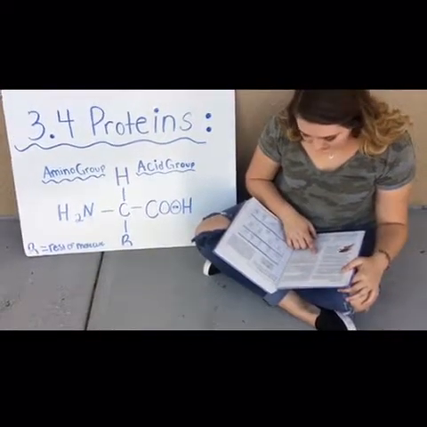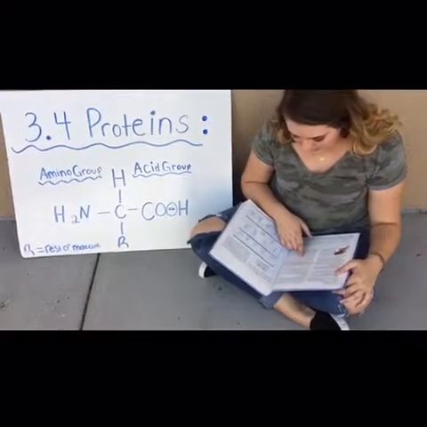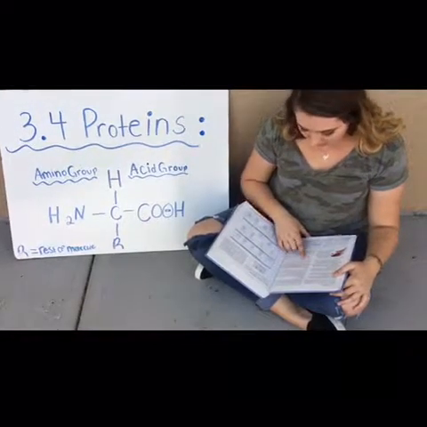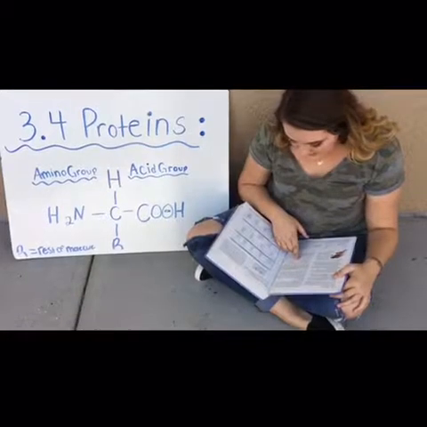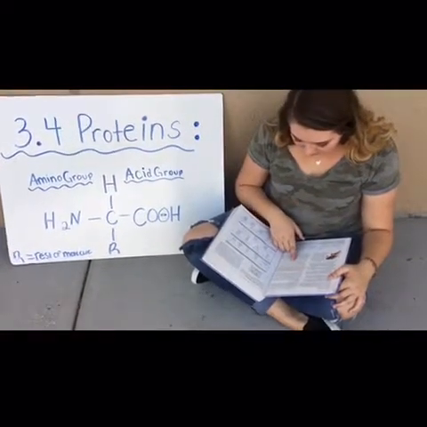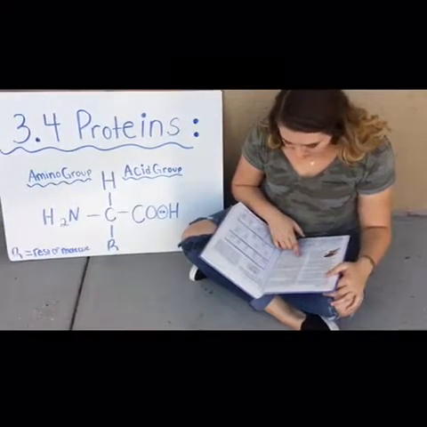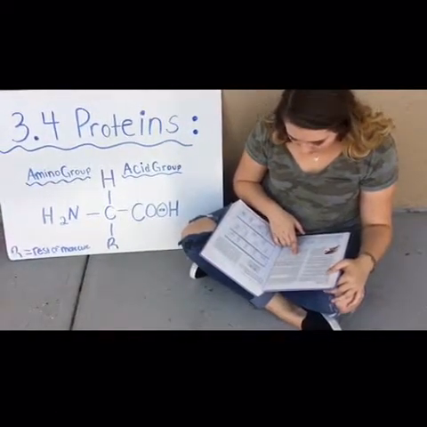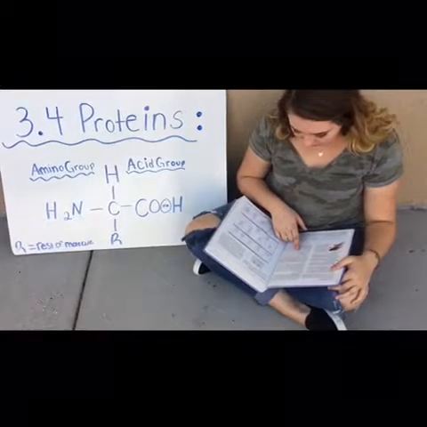A peptide is two or more amino acids bonded together. A polypeptide is a chain of many amino acids joined together by peptide bonds. A protein may contain more than one polypeptide chain. Therefore, you can see why a protein can have a very large number of amino acids.